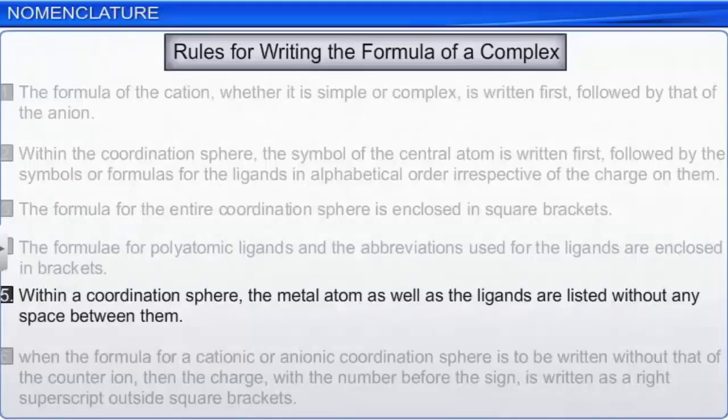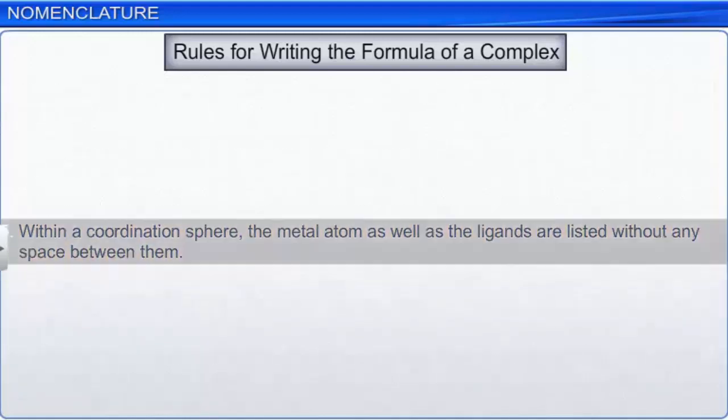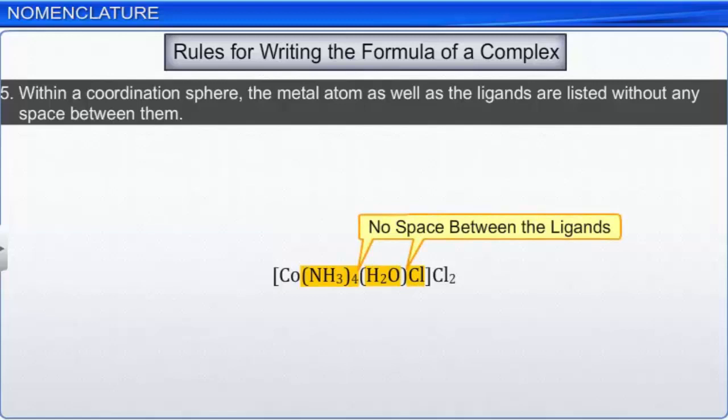One more rule is within a coordination sphere, the metal atom as well as the ligands are listed without any space between them. For example, in the complex of cobalt shown here, the ligands ammonia, water and chloride are listed without any space between them.